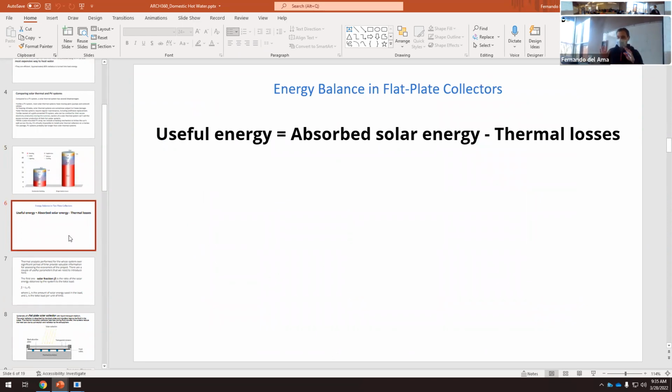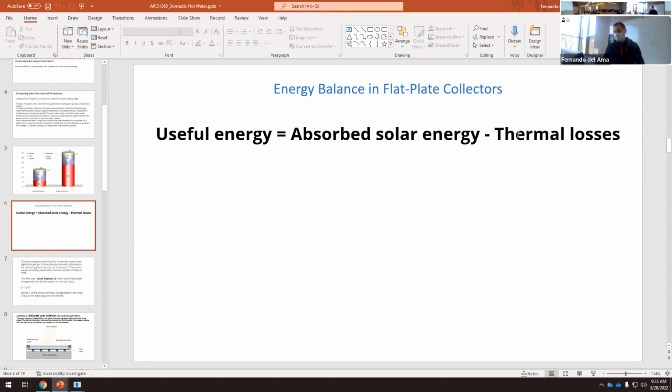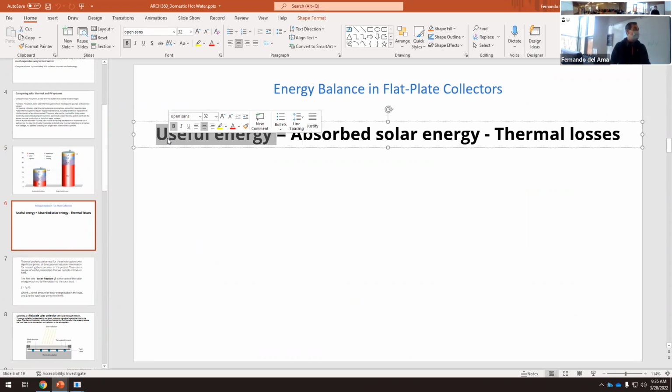Okay, so this is something when we are talking about energy, we have to talk about this useful energy. When we are talking especially about solar energy, we have absorbed solar energy minus the thermal losses. Okay, so this is the efficiency. This is what we call useful energy or efficiency.